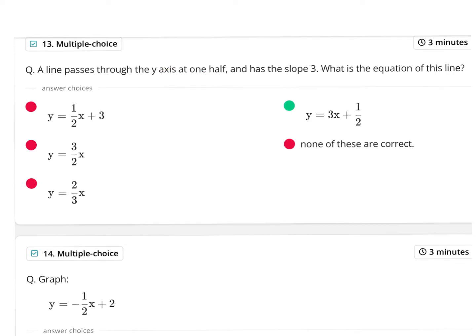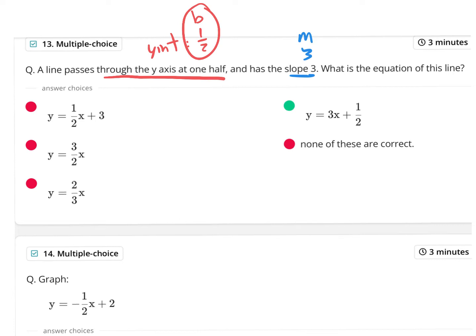Now, what they're really giving us here, when they tell you that it passes through the y-axis, they're really giving you the y-intercept, right? And what is the y-intercept? It's at 1/2. So that means that the b value is 1/2, okay? Now, the slope is 3. And they tell us that the slope is 3, right? So the m is 3.